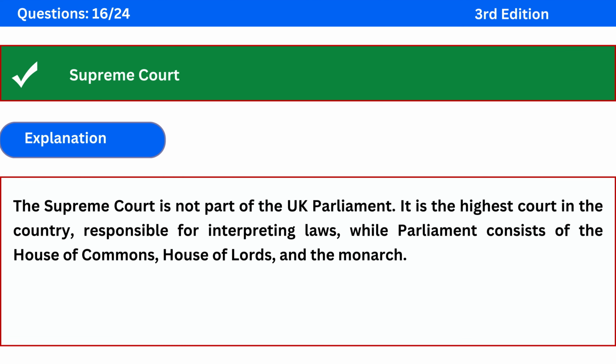The correct answer is Supreme Court. Explanation: the Supreme Court is not part of the UK Parliament. It is the highest court in the country, responsible for interpreting laws, while Parliament consists of the House of Commons, House of Lords, and the monarch.